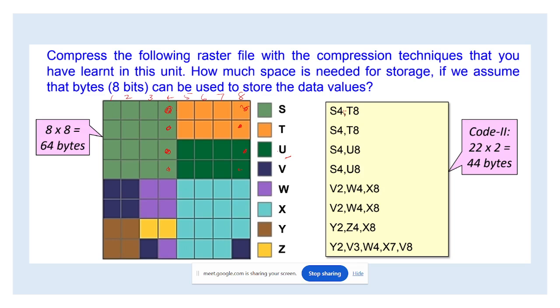Here when you see, we have V2, W4, X8, V2, W4, X8. Then here you have Y2, Z4, X8, Y2, then V3, W4, X7 and V8. So when you do this, we have the 44 byte diagram.